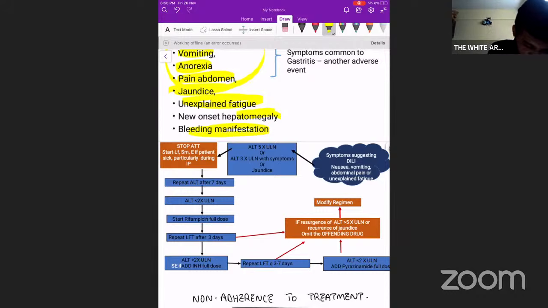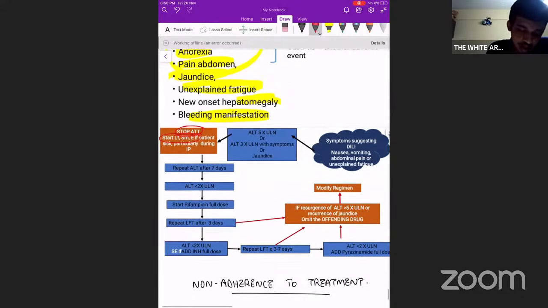That is when we'll have to stop the existing ATT. If the child has responded well and is stable, then we can stop all the ATT and nothing needs to be given. But if the child is sick, then we'll have to think about alternate drugs like levofloxacin, streptomycin, ethambutol.